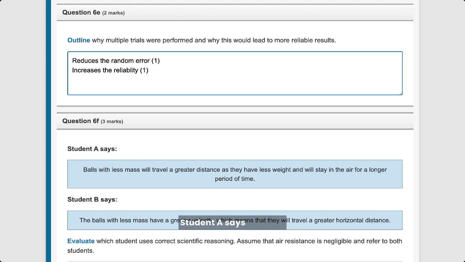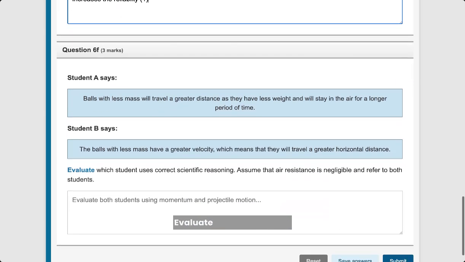Student A says a ball with less mass will travel a greater distance as it has less weight and will stay in the air for a longer period of time. Student B says the ball with less mass has greater velocity, which means it will travel a greater horizontal distance. Evaluate which student uses the correct reasoning. Assume that the air resistance is negligible for both.